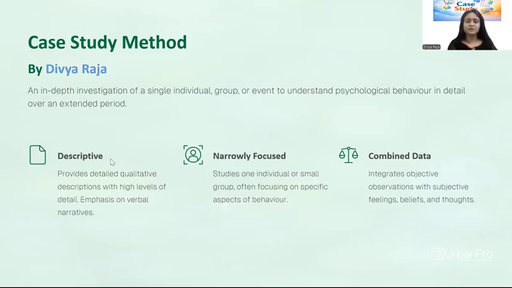One is the descriptive type. As the name indicates, it provides detailed qualitative descriptions with high levels of detail. Here in the descriptive method, the emphasis is on verbal narratives, or whatever is written verbally. Narrowly focused ones study one individual or one small group. The focus basically is on particular aspects of behavior. We don't observe everything and study everything in detail. Whereas combined data integrates whatever we observe, which is objective, with the subjective aspect, which is the feelings, the behavior, and the thought processes of the people that we are studying.